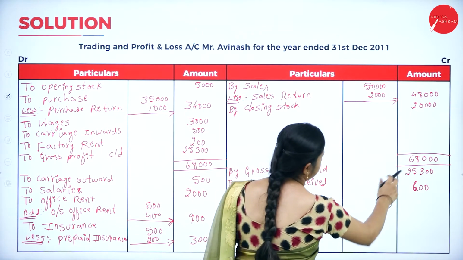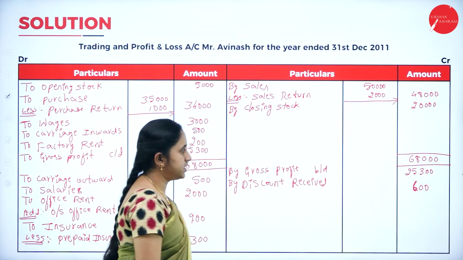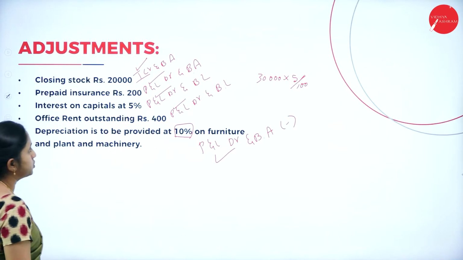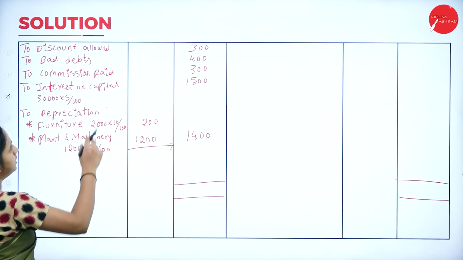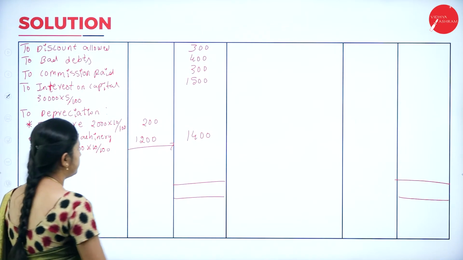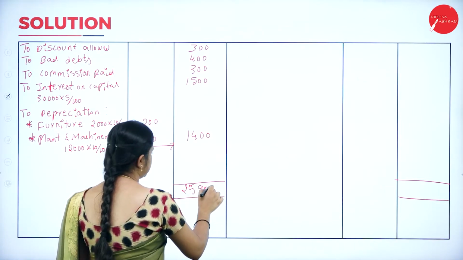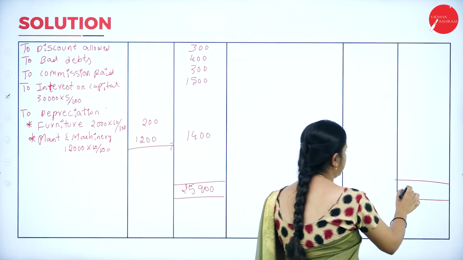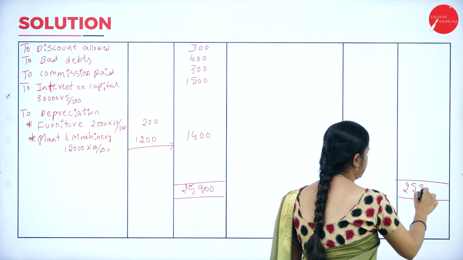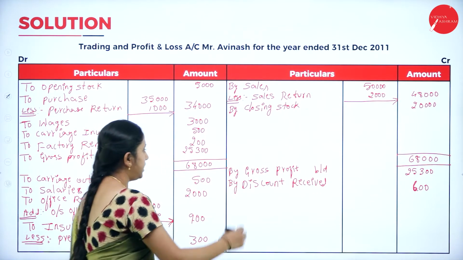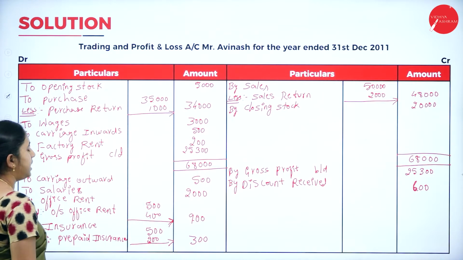Credit side 25,300 plus 600, 25,900. Here we have less amount in the debit side. So 25,900 is higher. So write 25,900 on both sides. Then find the difference between credit and debit.